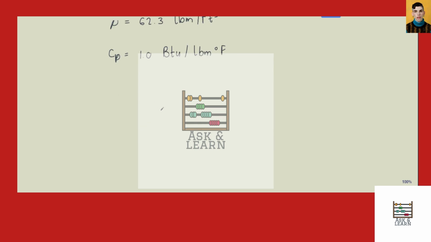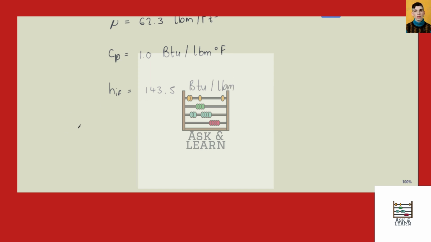The heat of fusion of water, we'll call it h_if. The heat of fusion is 143.5 BTU per pound.